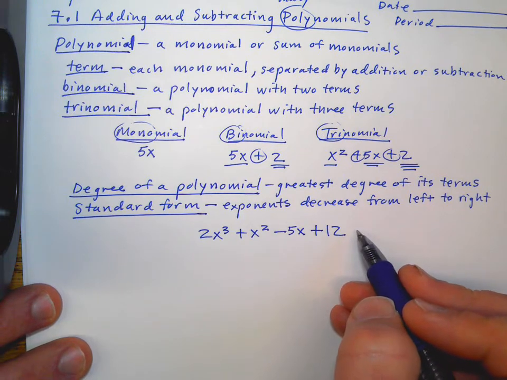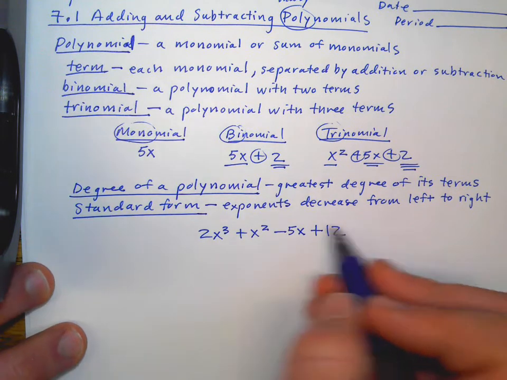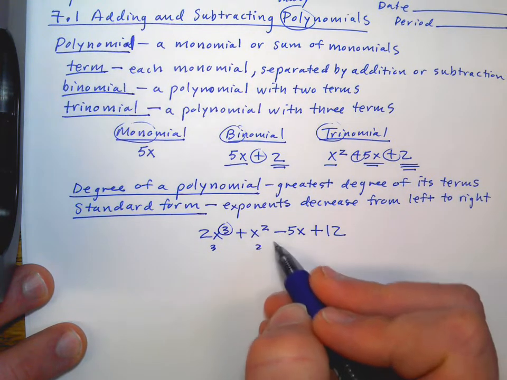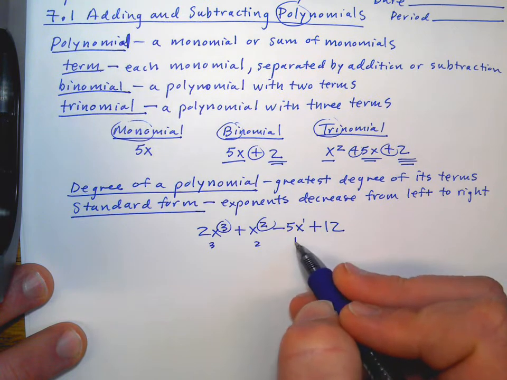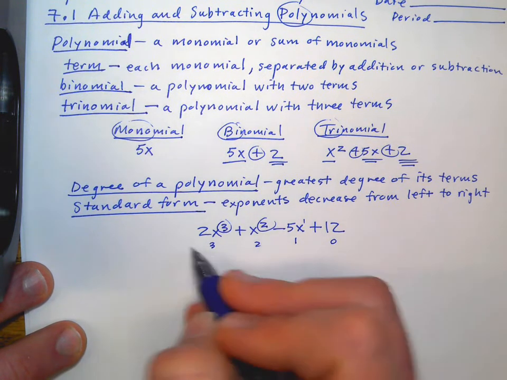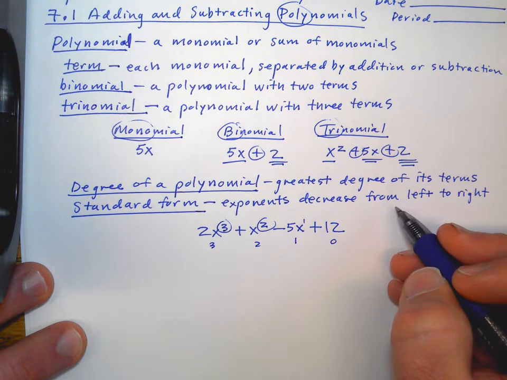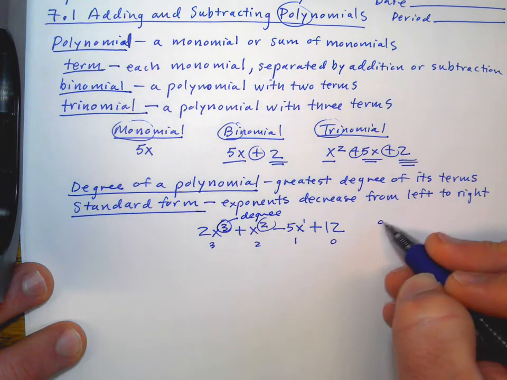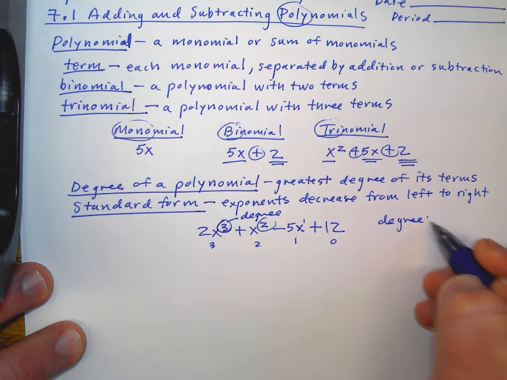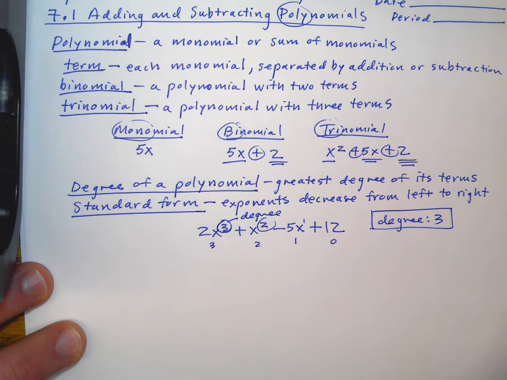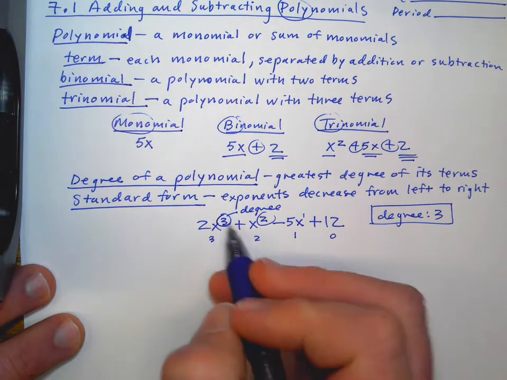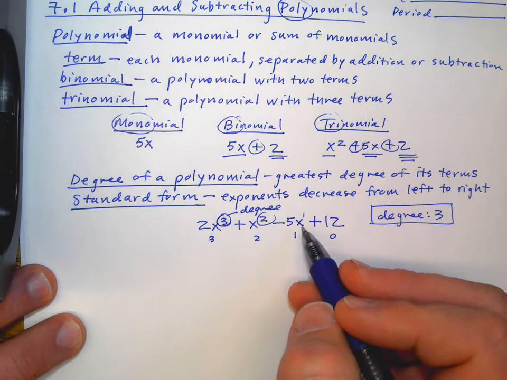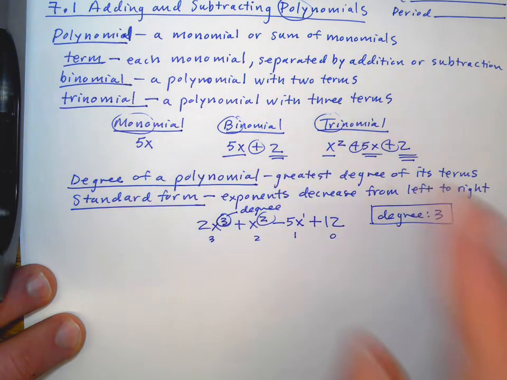Okay? The degree is the highest power we see. So the degree of this term right here is 3. The degree of this term is 2. The degree of this term is 1. And the degree of this term is 0. The highest one is your degree. So right here, this ends up being the degree of the whole polynomial. So the degree of the polynomial is 3. Okay? It's the greatest degree. So each term has a degree, which is just the powers on the variables. But the biggest one is the degree of the whole thing.